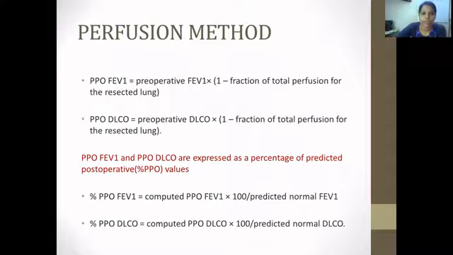The other one is the perfusion method, which we do with ventilation perfusion scanning. PPO FEV1 is preoperative FEV1 times (1 minus the fraction of total perfusion of the resected lung), and PPO DLCO is preoperative DLCO times (1 minus the fraction of total perfusion of the resected lung). All this is done with the help of ventilation perfusion scanning, and we can calculate it as a percentage also.